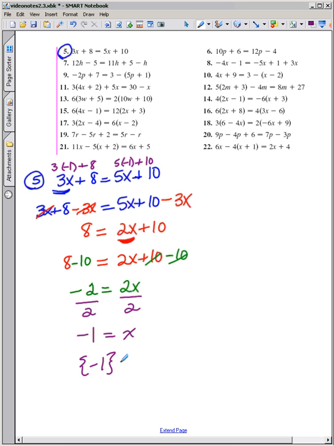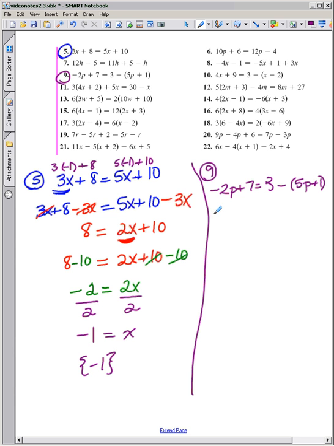Let's look at number 9. That just has a little bit of a tricky thing to simplify each side first. It's negative 2p plus 7 is equal to 3 minus, in parentheses, 5p plus 1. Okay. Now on the left side, nothing can be done, right? Negative 2p plus 7, those are not like terms, nothing to do.